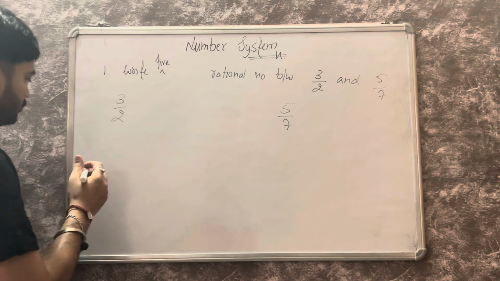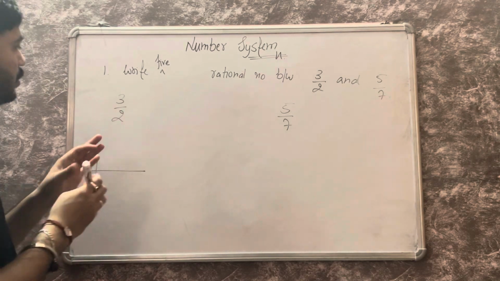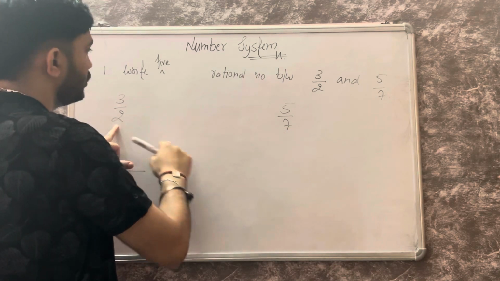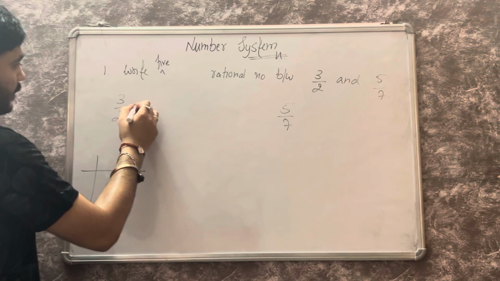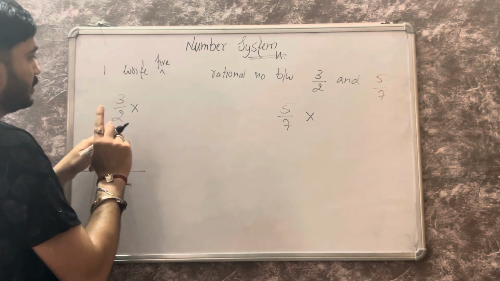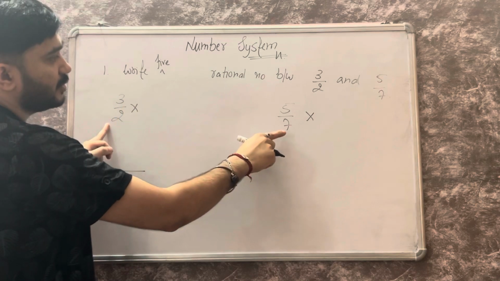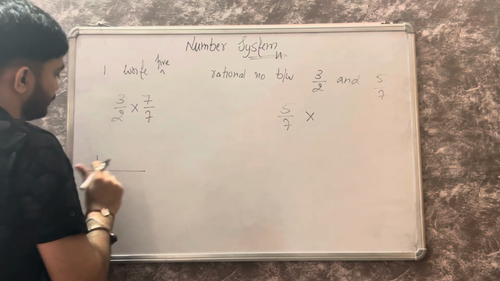How are we going to solve this? Firstly, you have to make the denominator of both the numbers the same. How are we going to do so? Just multiply each number by the other's denominator. The denominator of this number is 7, so we are going to multiply this number by 7 upon 7.